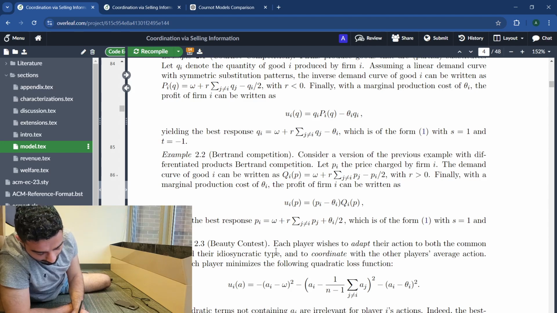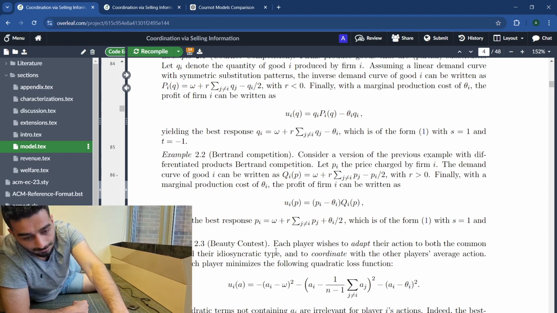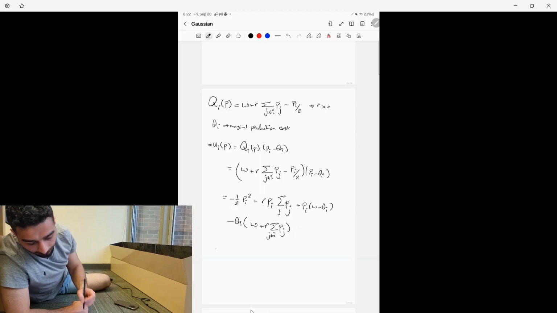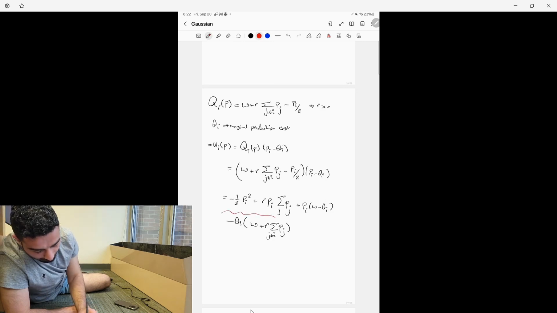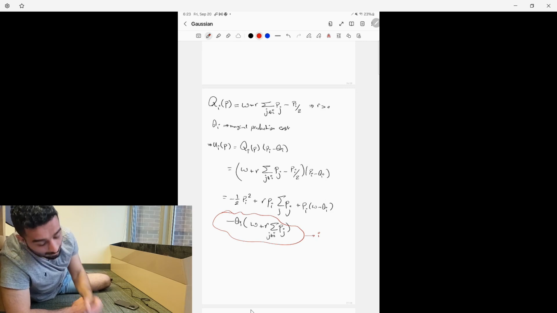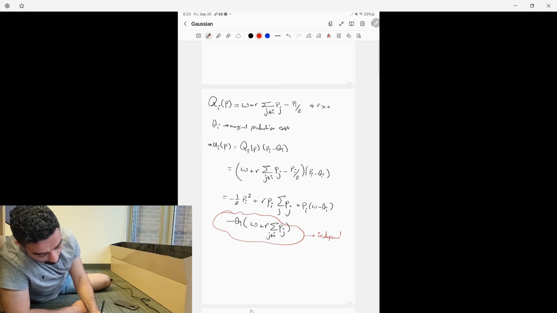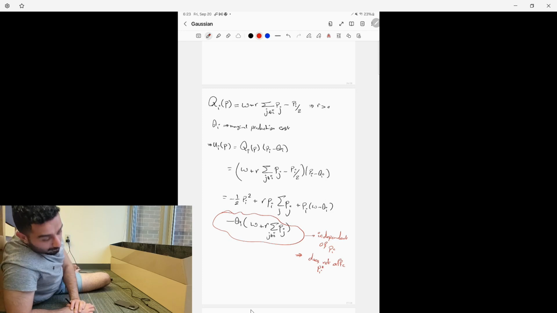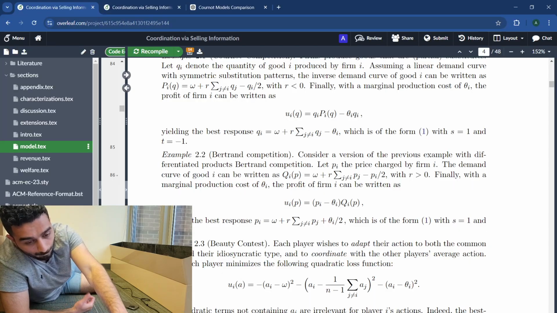Then the best response is again, okay, the thing is that the term in the second line here is independent, even though it includes PJ, which is an action, but it's not an action of firm I, so it is independent of PI, therefore does not affect the best response PI star. Right?